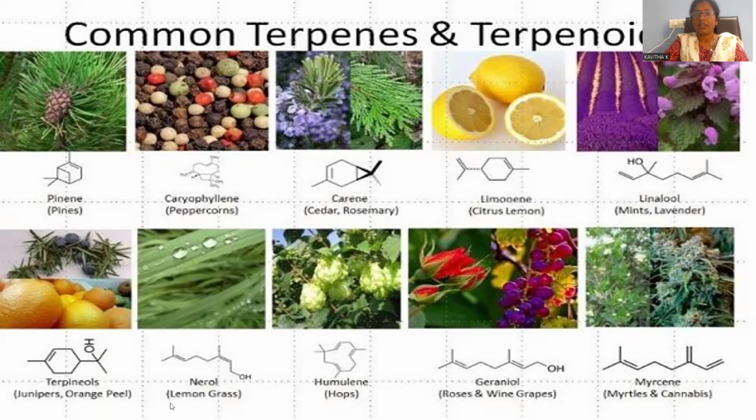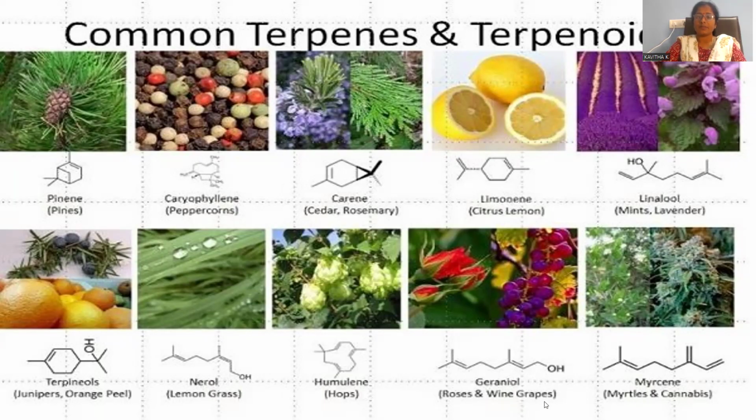Nerol, geraniol, nerol will be there. So from lemongrass, if we squeeze lemongrass, that also gives a kind of fragrance. So that fragrance oil is also part of this terpene, right? Humulene. Humulene is extracted from the hops plant. Geraniol. So from roses, if we squeeze rose petals, from that also we can experience a kind of fragrance, a kind of perfumery agent, right? That is also a terpene.